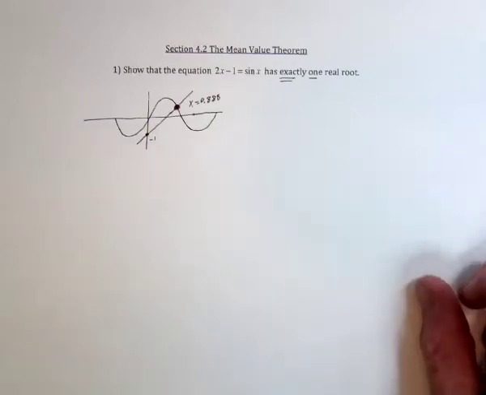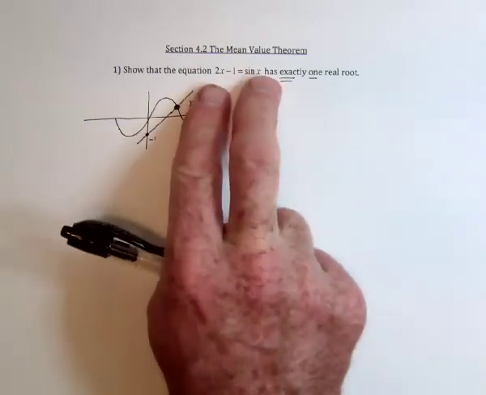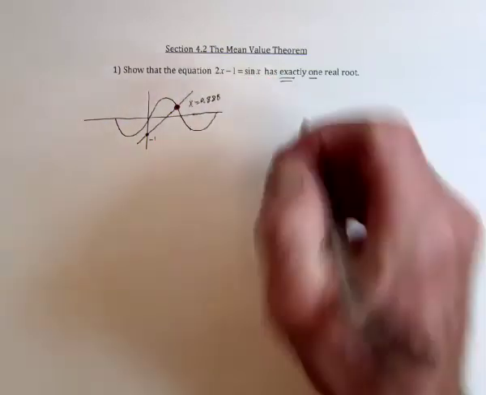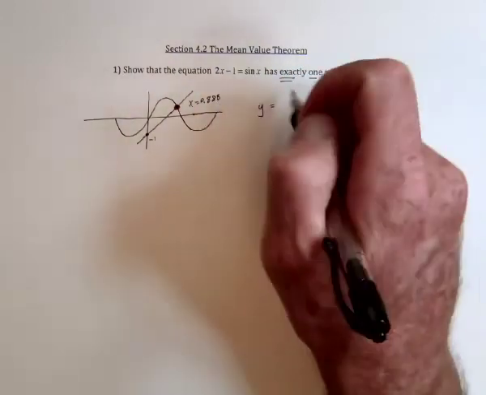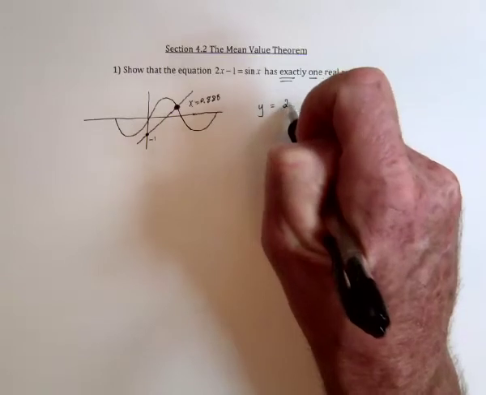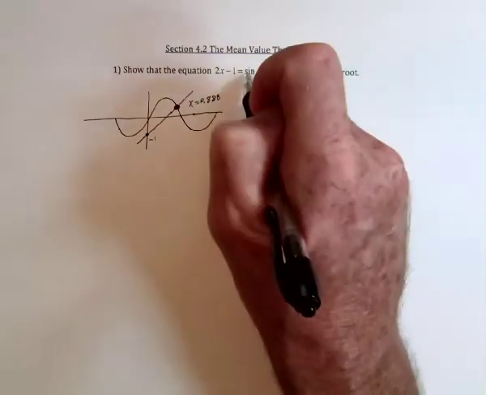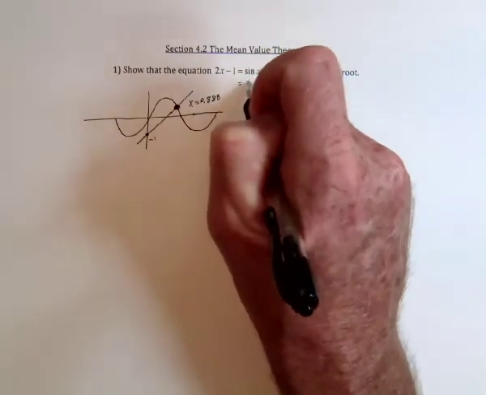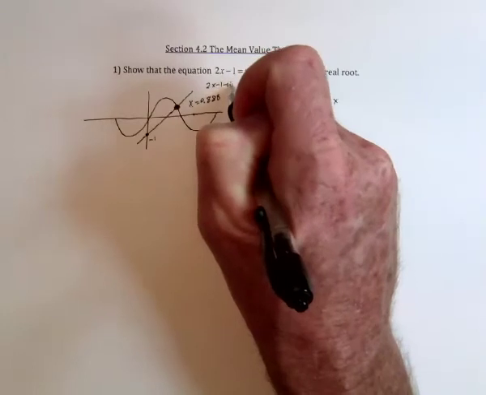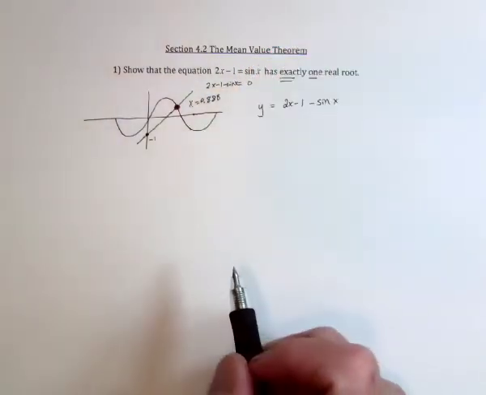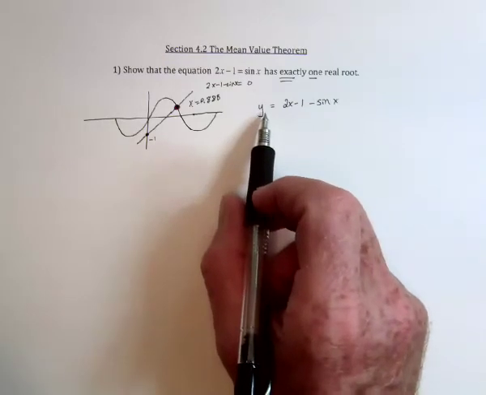And what I'm going to do in order to use the mean value theorem is, instead of having two functions, I need to have just one function. So I'm going to deal with the function y equals 2x minus 1, and I'll just subtract sine x and put it on the other side. So of course when I subtract it, that would leave 0. So if we're looking at this function, then we're talking about when does this function equal 0?